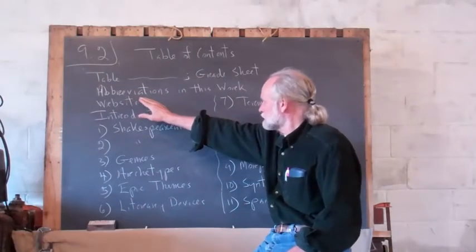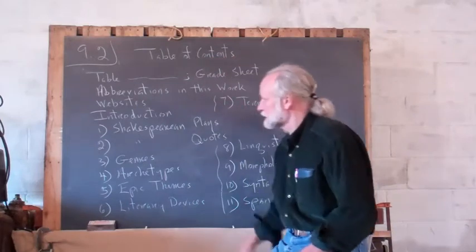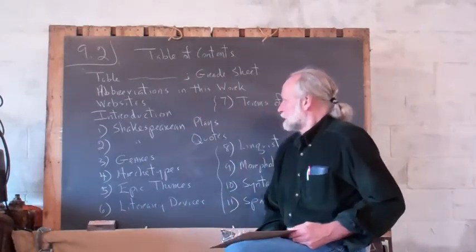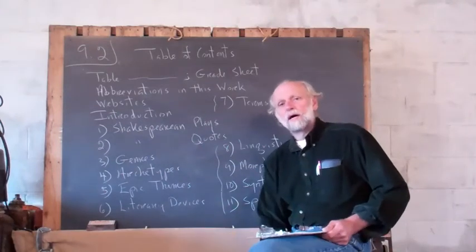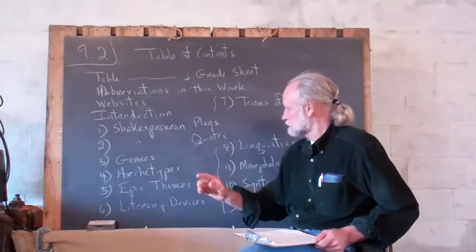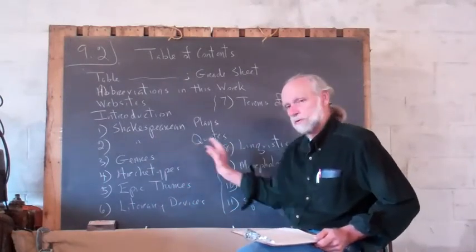Then on the next line, abbreviations in this work. And then the next line, websites. These are all parts of these notes. Then the introduction. And now, after that point, I'd like you to start to number the sections. Number 1, Shakespearean plays. Number 2, ditto quotes.